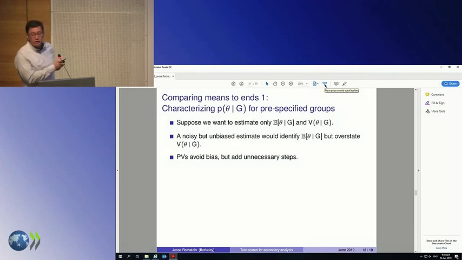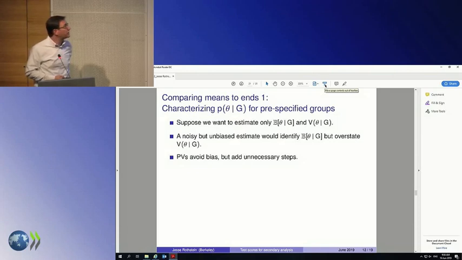I just mean that G is any control variable, or just a specific meaning? I'm thinking of G as indicators for group membership, for the predefined groups that we're interested in estimating. It could mean something else, but that's what I have in mind.